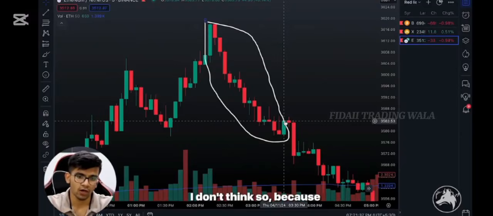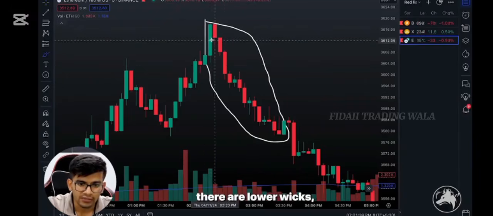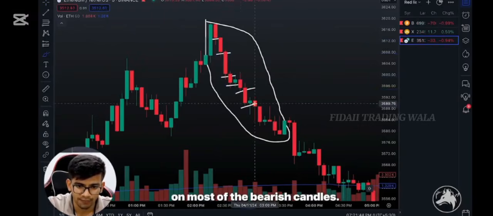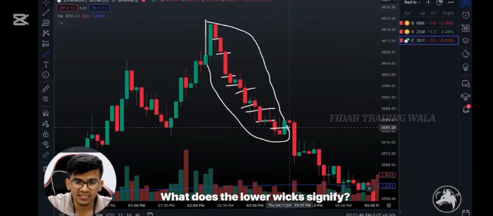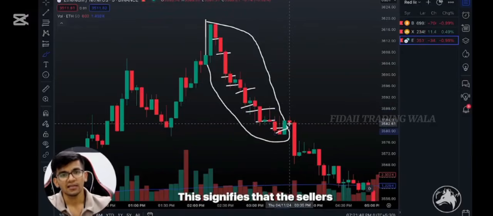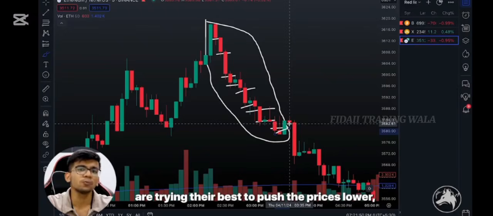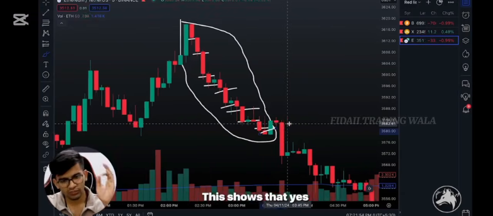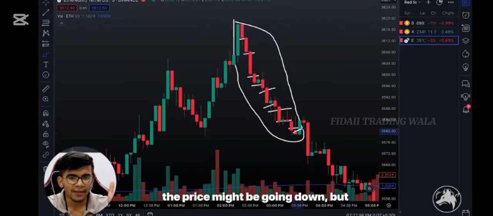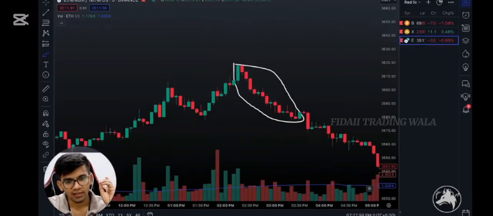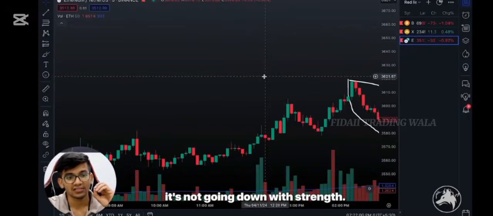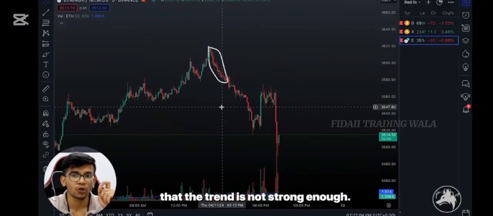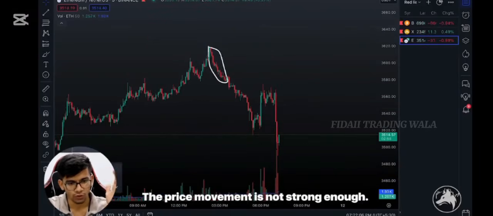I don't think so, because if you carefully look, there are lower wicks on most of the bearish candles. What does the lower wick signify? This signifies that the sellers are trying their best to push the prices lower, but the buyers are pushing them back up again. So this shows that yes, the price might be going down, but it's not going down with strength. And this is what tells you that the trend is not strong enough. The price movement is not strong enough.